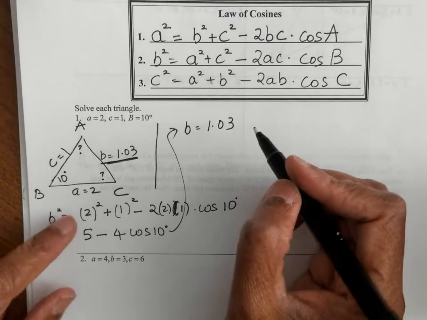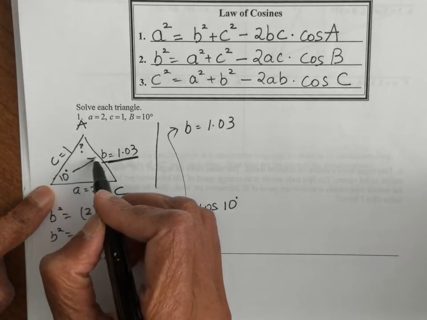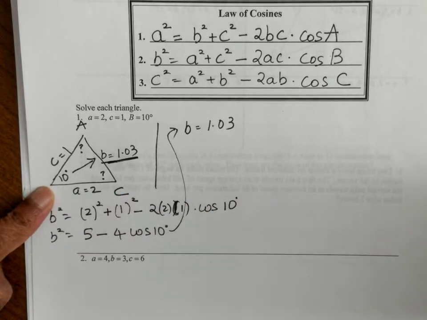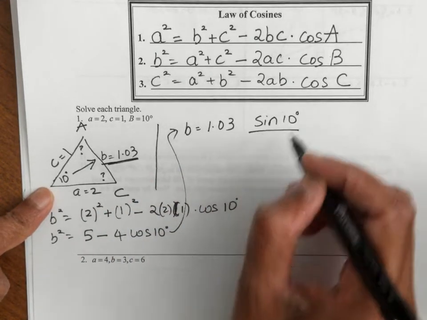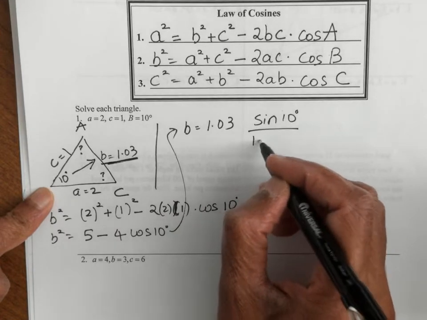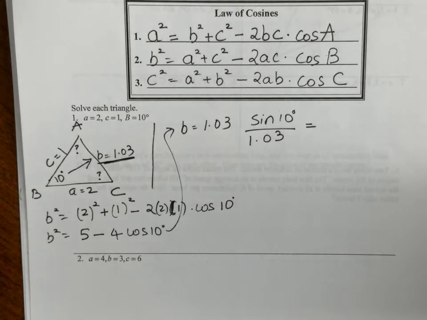Yeah, awesome. Okay. Now what's happening is, I do have an angle and a side opposite. So let's just put that down. Sine of 10 degrees over 1.03. Okay, so now is where I want you to hit.